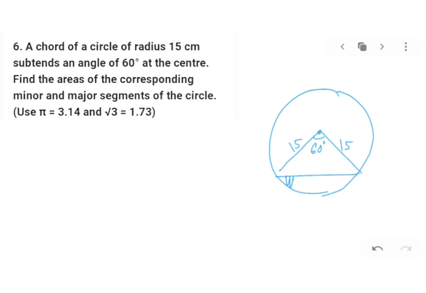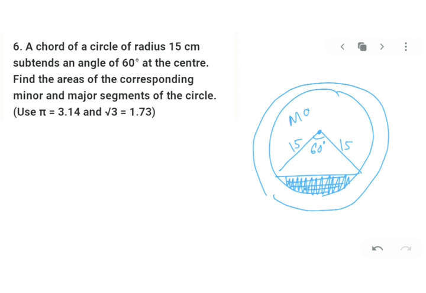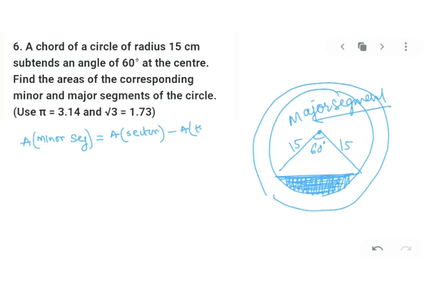So you have to find here this segment, and when you will subtract this segment area from the entire circle area, what you will be getting is your major segment. So first you have to find the area of this minor segment, which I have colored blue. How you will find? So area of minor segment is equal to area of sector minus area of triangle.